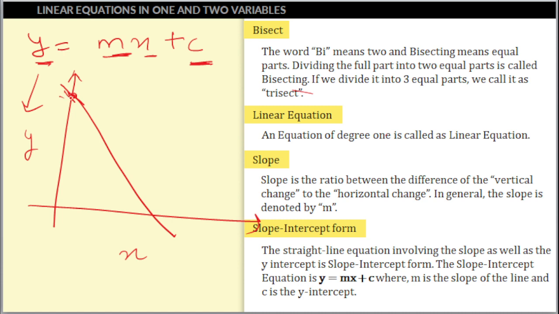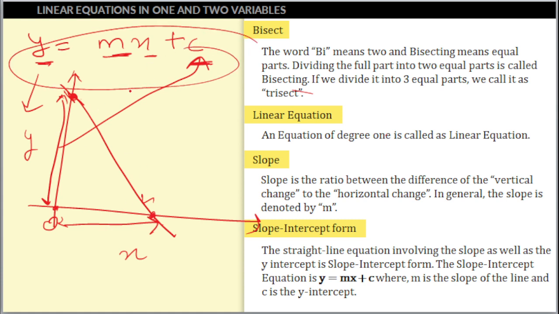What is y-intercept? The point where this graph cuts the y-axis; the distance from the origin to this point is the y-intercept, that is c. Similarly, x-intercept is the point where this graph cuts the x-axis, and the distance from the origin to this point of intersection between the graph and the x-axis is called x-intercept. So this is the equation for a straight line, and this is the slope intercept form.